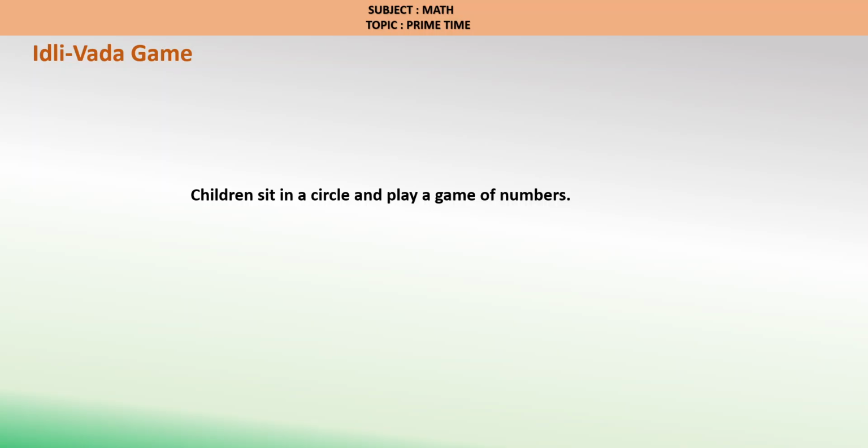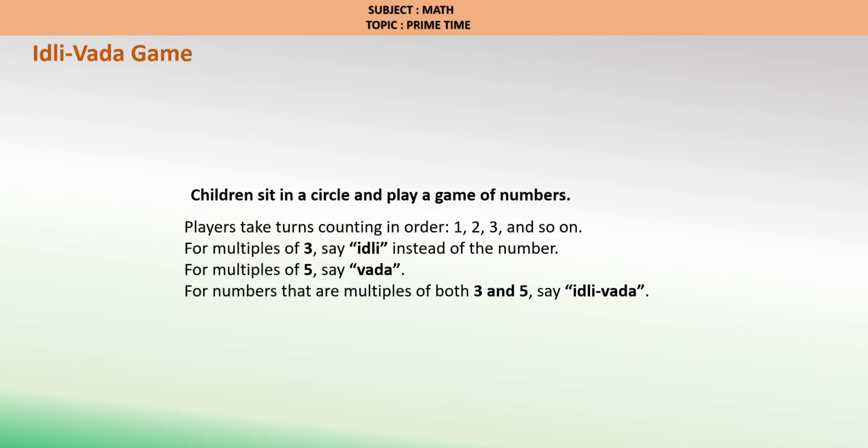Let us see the Idli-Vada game. Children sit in a circle and play a game of numbers. Players take turns counting in order 1, 2, 3 and so on. For multiples of 3, children have to say idli instead of the number. For multiples of 5, children have to say vada. For numbers that are multiples of both 3 and 5, they say idli-vada. So let's see how children will start.